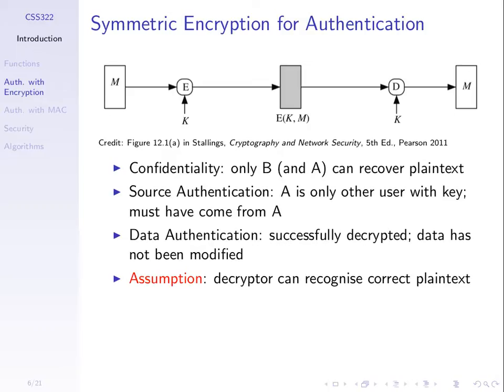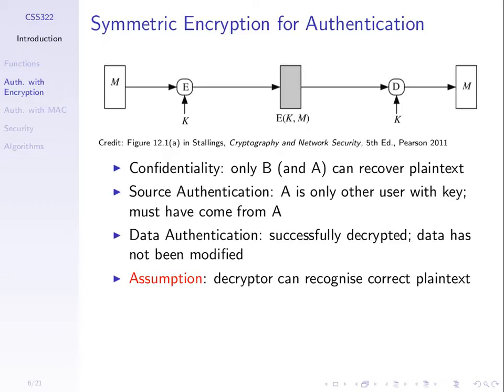The ciphertext is sent across the communications medium, and the destination decrypts using the decryption form of the algorithm and using the same shared secret key to get the message. Okay, that's known. That's how we encrypt our data. It provides confidentiality in that only B can decrypt the message.